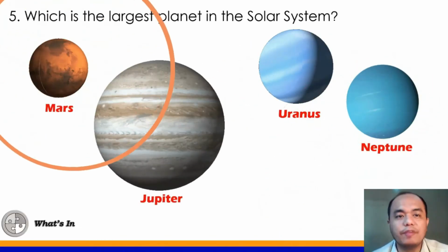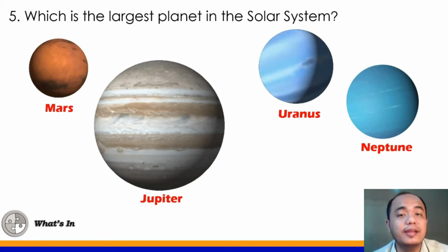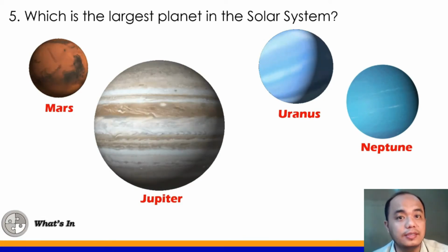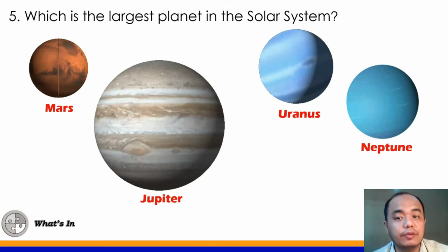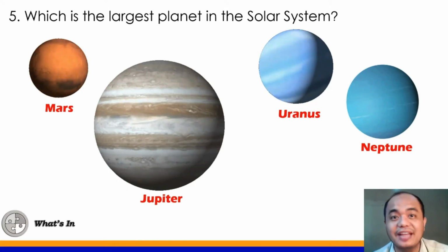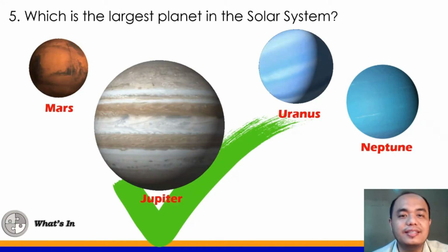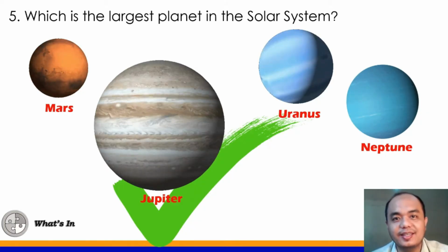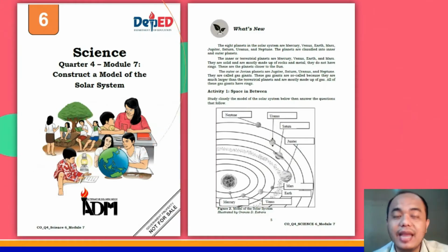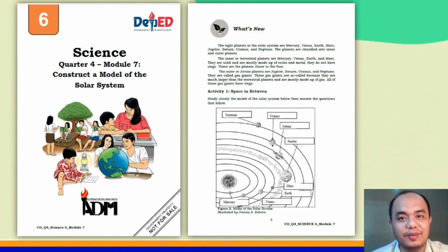Very good. Number 5, which is the largest planet in the solar system? Is it Mars, Jupiter, Uranus, or Neptune? Obviously, the answer is Jupiter. Jupiter is the largest planet in the solar system. This time, let's proceed to the what's new part of your module.